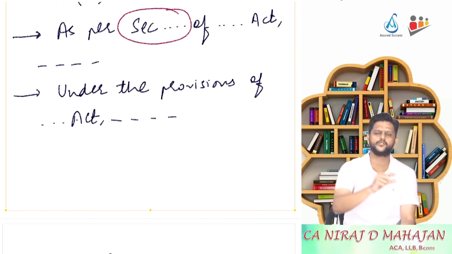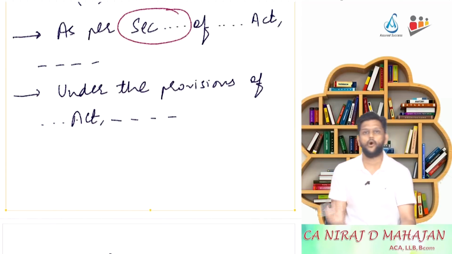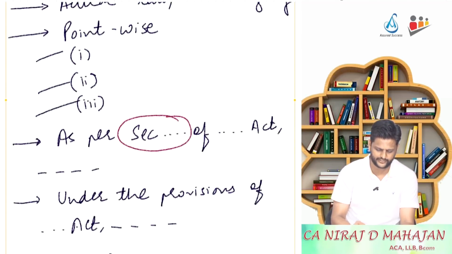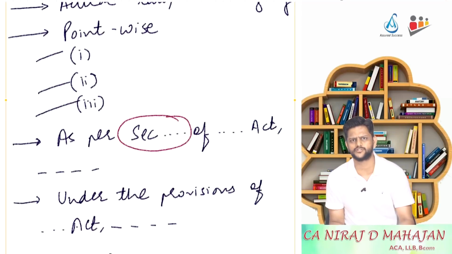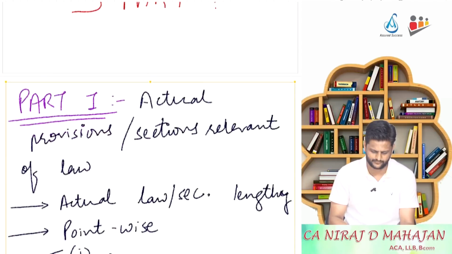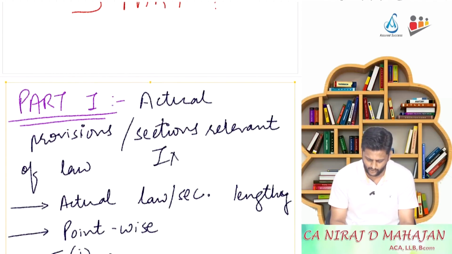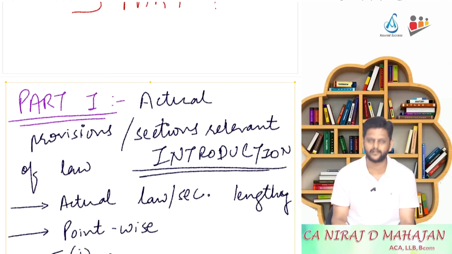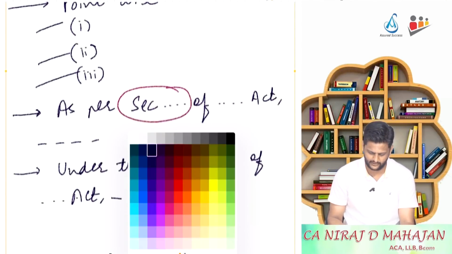So your first line will always be that as per section so and so, or under the provisions of so and so Act, and then write down point wise 1, 2, 3, 4, whatever sections or provisions are applicable. So part 1 of your answer is introduction. Let me call it introduction. It is okay to make this part a little bit lengthy because here lies your main answer.